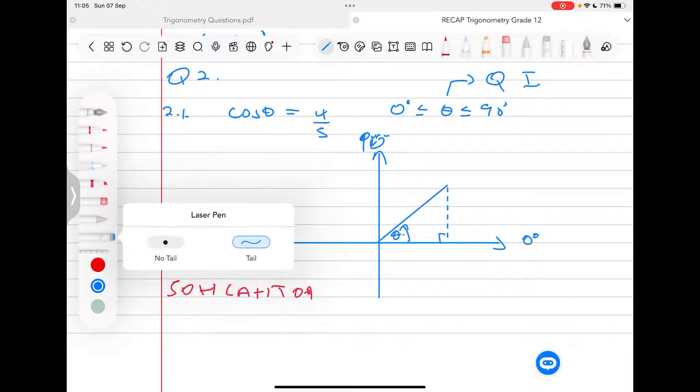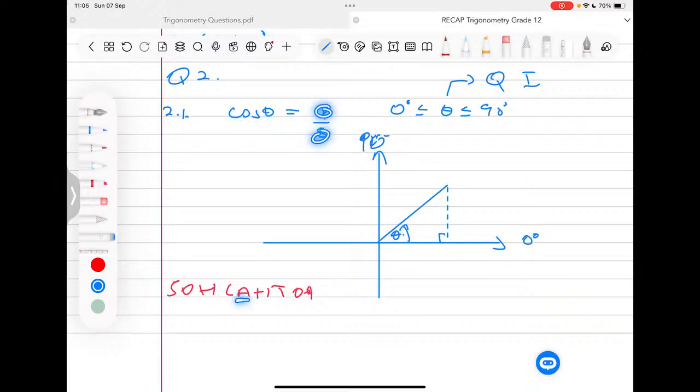Now, where am I going with this? I'm going to the fact that we are given a cos of theta. So this means it will be given by adjacent over hypotenuse, right? The side adjacent to the angle over the hypotenuse. Now, if you look at this diagram, the angle is sitting here. The side adjacent to the angle is this one here, the side next to the angle. So it means this side here.